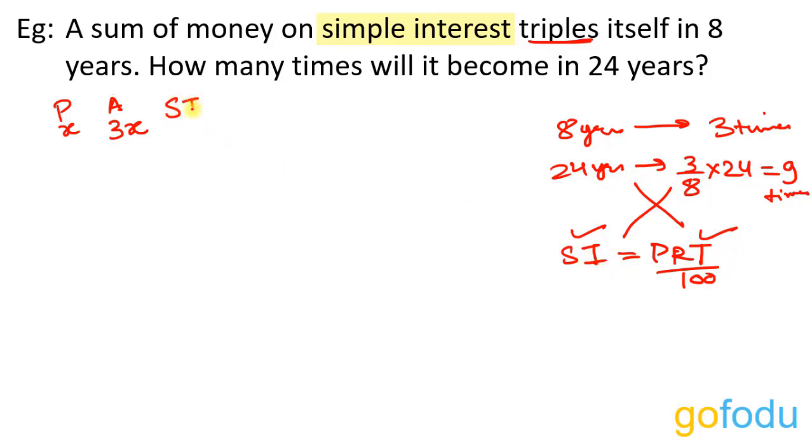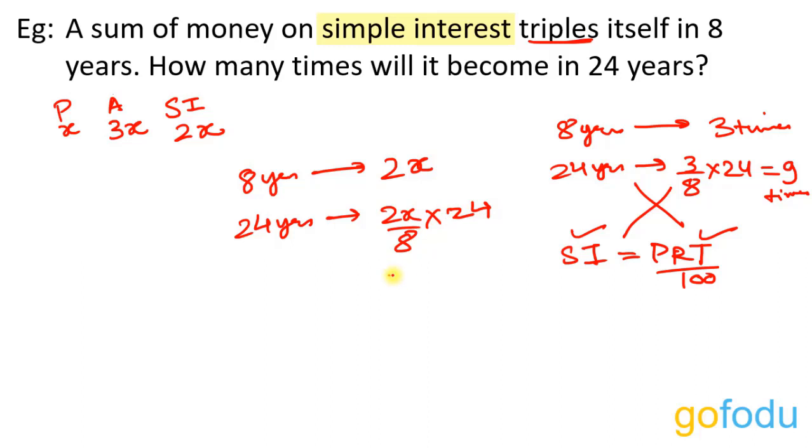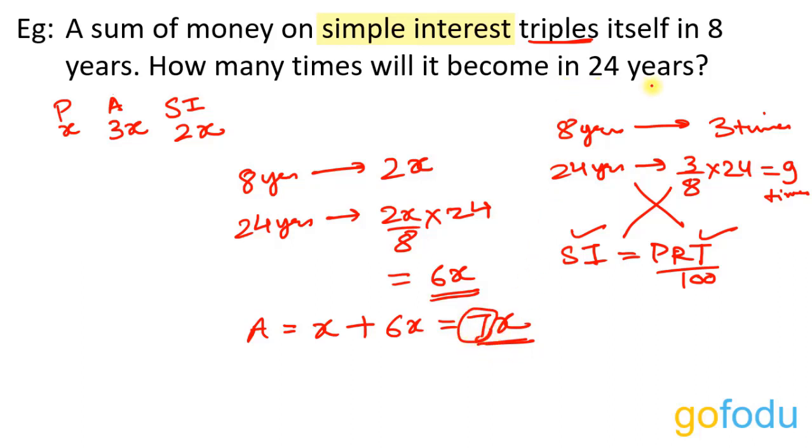Here, simple interest would be amount minus principal, that is 2x. So in 8 years, 2x interest is earned. In 24 years, interest earned would be 2x upon 8 into 24. That would be 6x. So final amount after 24 years would be principal x plus simple interest in 24 years, that is 6x. This becomes 7x. So the money becomes 7 times in 24 years. How many times will it become in 24 years? 7 times. One more quick question.